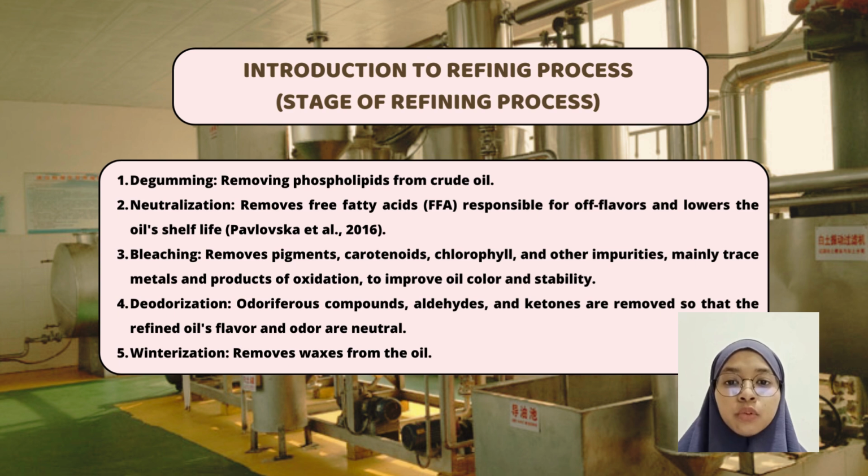Degumming is to remove phospholipid from crude oil. The second stage is neutralization. Neutralization is to remove free fatty acid that is responsible for off flavor and lowers the oil shelf life. And the third stage is bleaching. The bleaching process involves removing the pigment like carotenoid and chlorophyll and other impurities, mainly trace metal and product of oxidation, to improve oil color and stability.